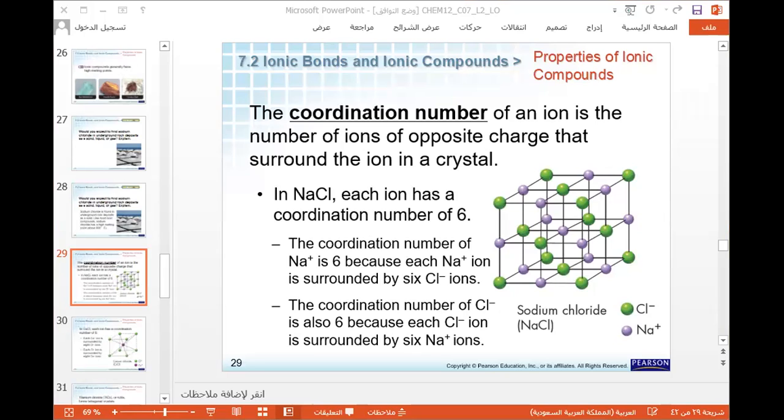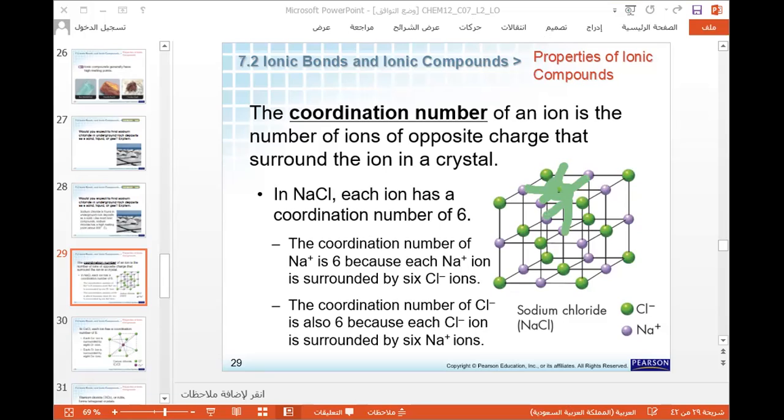So, as in the video, let's take this for example. This ion is surrounded by six opposite charges, which are number 1, number 2, then there should be one here, but it's not written. So this is number 3, number 4, number 5, and 6. So it is surrounded by 6 opposite charges, which is considered to be the coordination number.